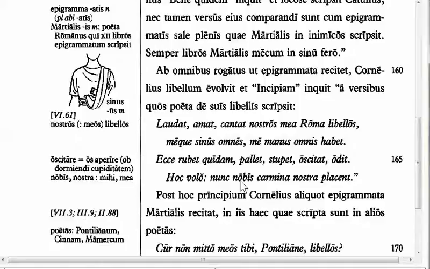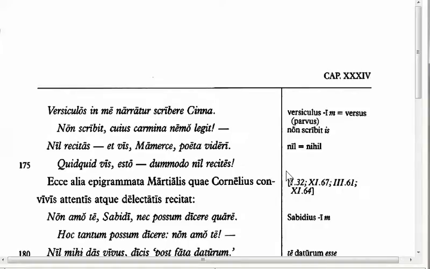The next new feature is in line 172. And here we have versiculos in me narrator scribere Cinna. Two features here. It is said, or it is being reported, that Cinna is writing poetry against me, or verses against me. First feature, in me. In plus the accusative here of me indicates a kind of attack, the same thing as contra me, against me.